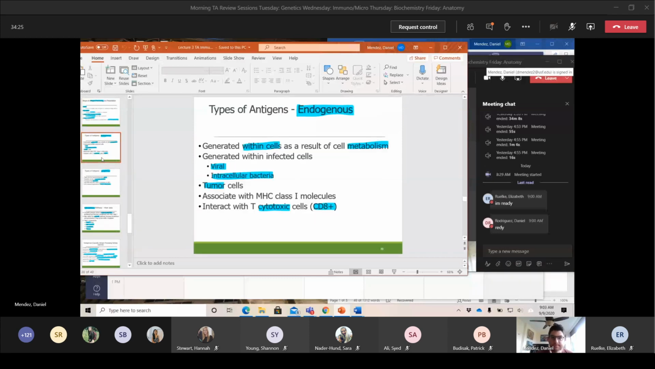So the types of antigens. Our first type, endogenous. We should know this; we've talked about this a lot. Endogenous just means within the cell, created through metabolism from within the cell, so viral or intracellular bacteria or even cancer cells. These are associated with MHC class 1 and CD8 cells. Like I said before, when you're creating your study sheet, try to throw all of this information in when you're talking about the different types of T cells and the different types of MHCs or HLAs, whichever term you want to use. Make sure that you know the difference between the endogenous and exogenous.